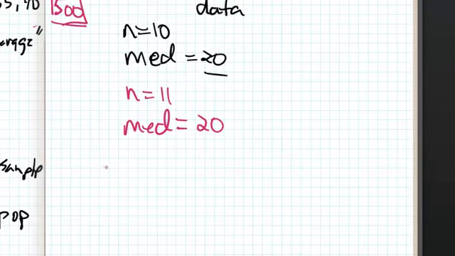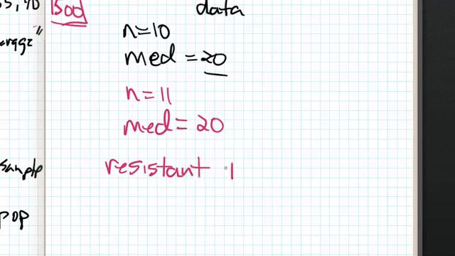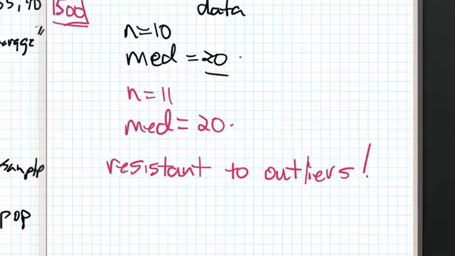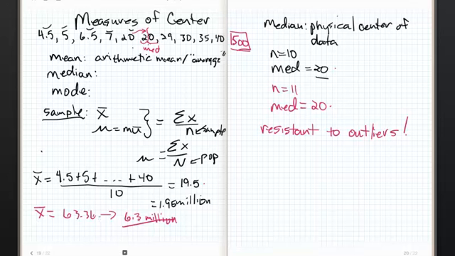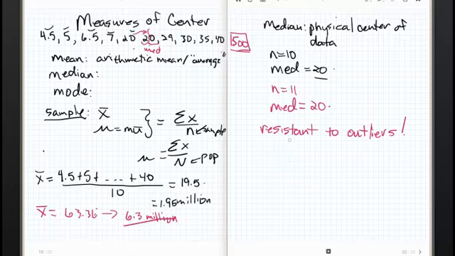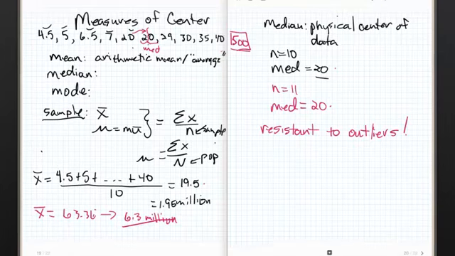The median is referred to as resistant to outliers. In other words, outliers don't pull the median, notice 20 to 20, versus 19.5 to 63.36, the way that an outlier can pull the mean. The median is a really, really powerful measure of center for that reason. All right, let me give you a couple of interesting data sets just for giggles.